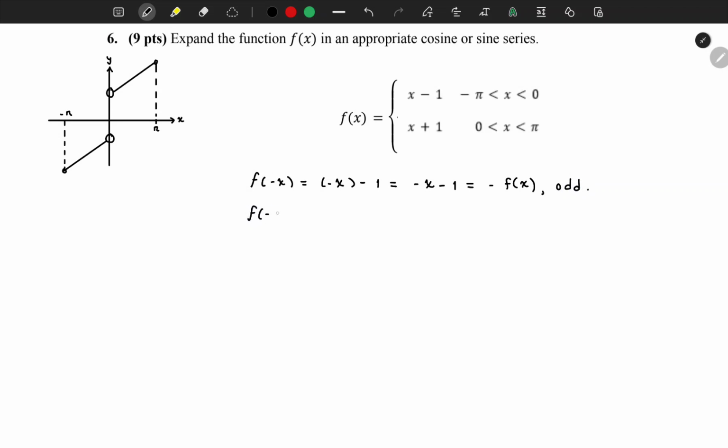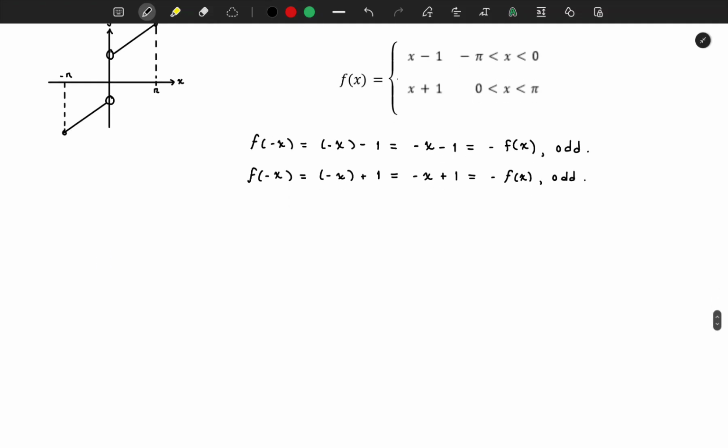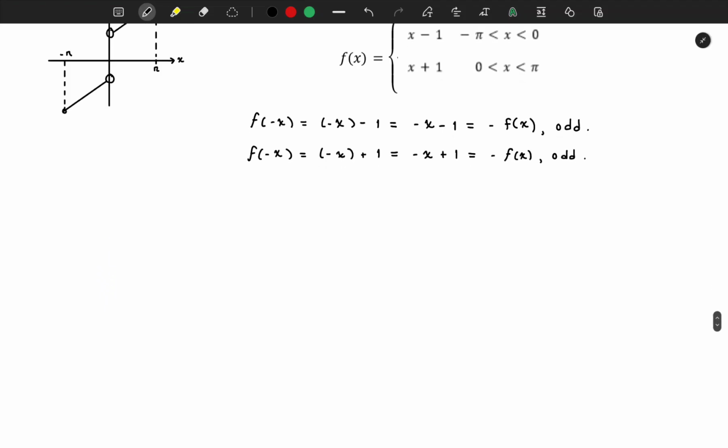Now let's do the same for the other part of the function. We'll have negative x plus 1, which is also equal to negative f of x, meaning it is odd. So we can pretty much conclude that this piecewise function is odd. We can also tell that it's odd just by the symmetry, symmetrical about the y-axis. So now that we know that we have to use an odd expansion, what is the formula for this?